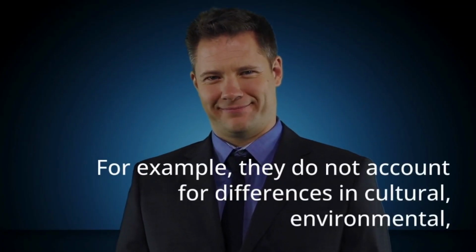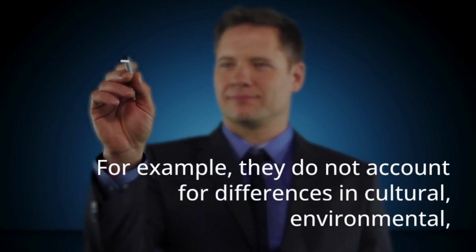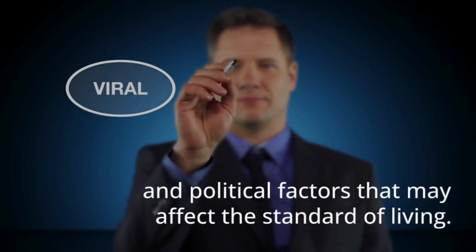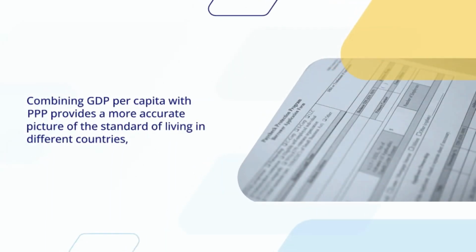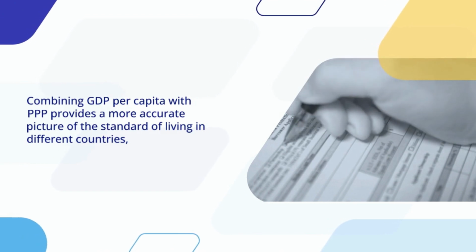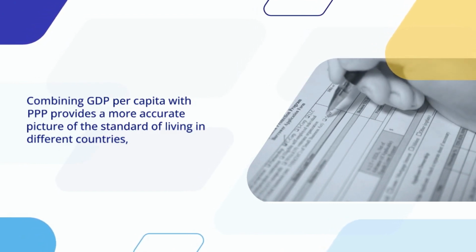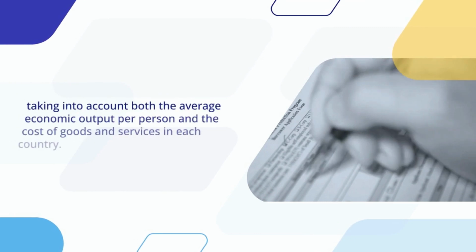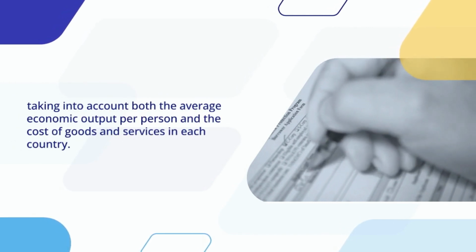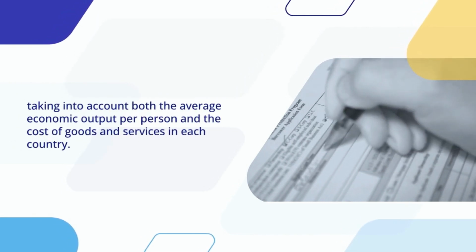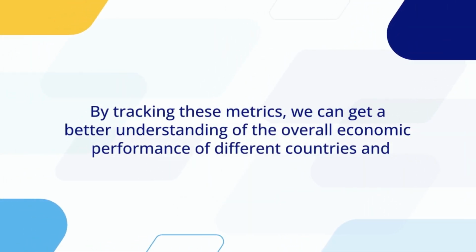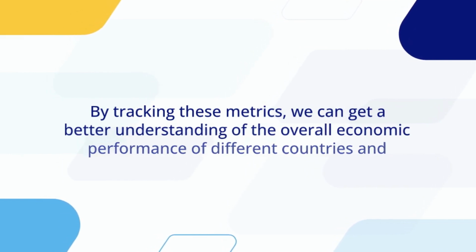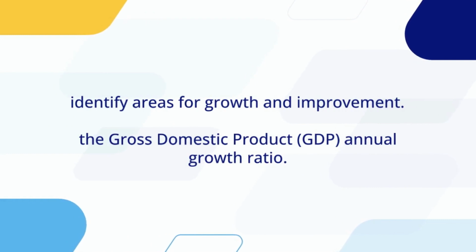For example, they do not account for differences in cultural, environmental, and political factors that may affect the standard of living. Combining GDP per capita with PPP provides a more accurate picture of the standard of living in different countries, taking into account both the average economic output per person and the cost of goods and services in each country. By tracking these metrics, we can get a better understanding of the overall economic performance of different countries and identify areas for growth and improvement.